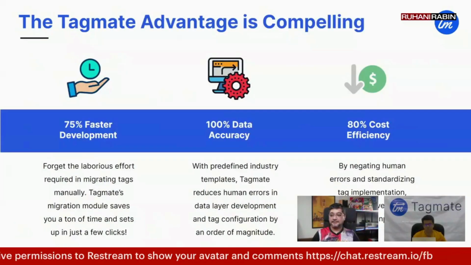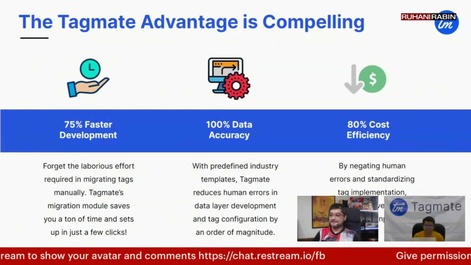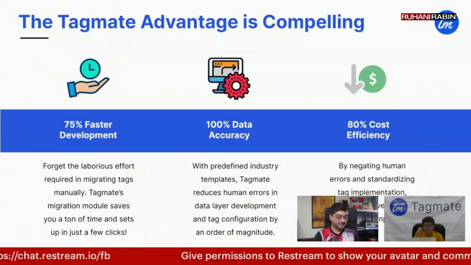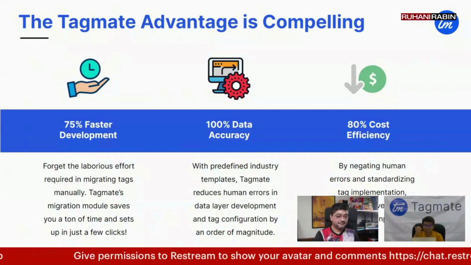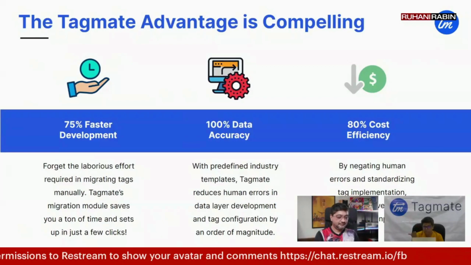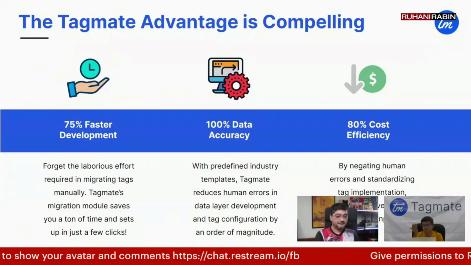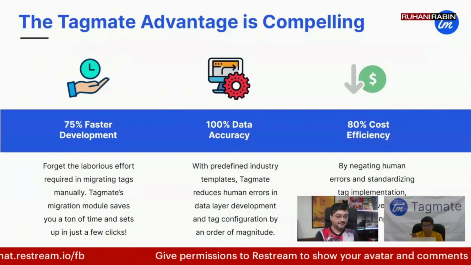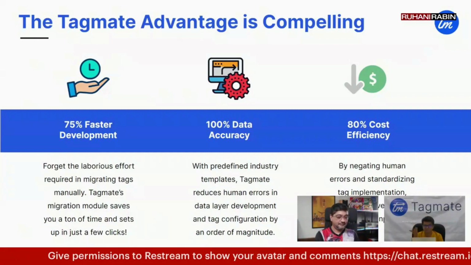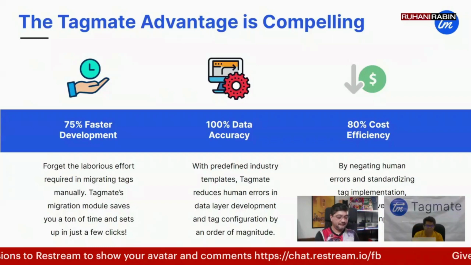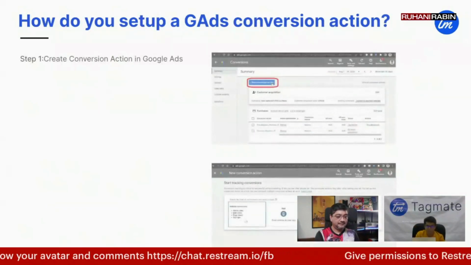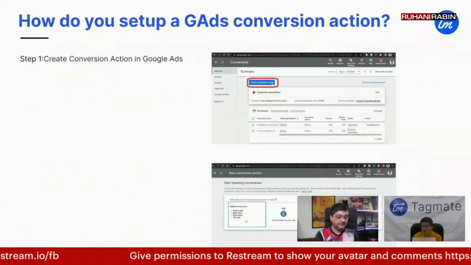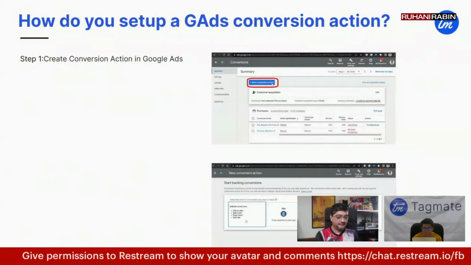Yes, so this is actually the advantage: faster development, as I mentioned, 100% data accuracy, and of course 80% code efficiency. We checked a few of the projects to see by what amount we can reduce the cost of implementation, and we got very magical figures like 80% cost efficiency and 75% faster development, right? So everyone knows, but let me just walk through how we can set up a Google Ads conversion action.